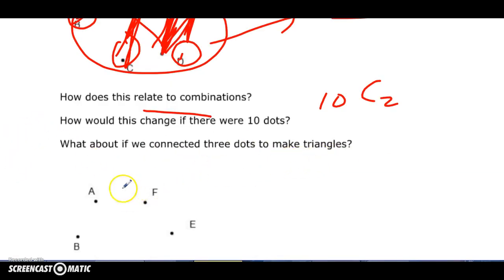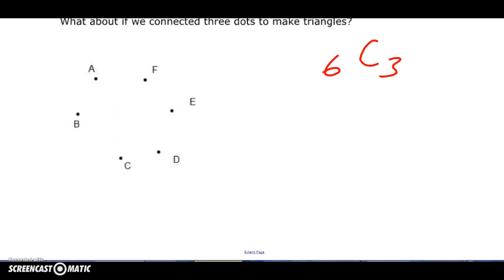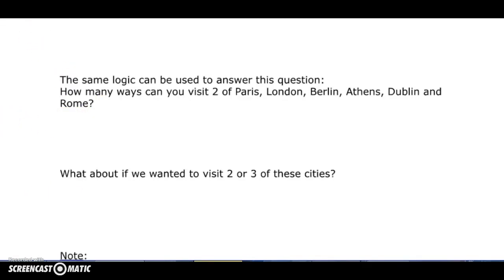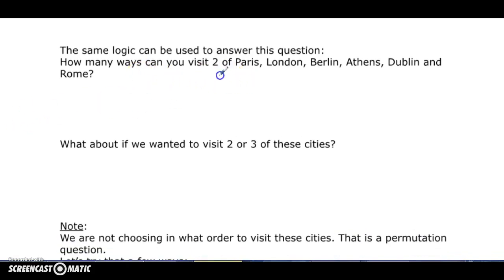What would happen if you did a triangle? I'm going to let you do that, but what's going to end up happening is you're choosing 3 here. So 6 choose 3. Okay, so you're choosing 3 from 6. We'll spend a little more time on that in class, but let's look at this before I run out of time here. The same logic can be used to talk about this.